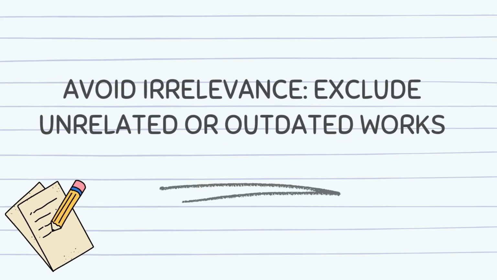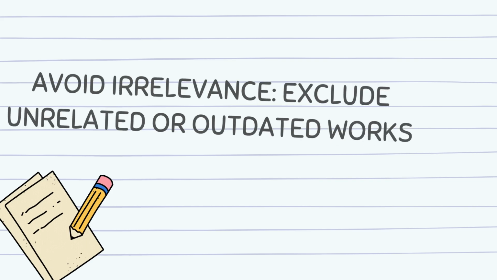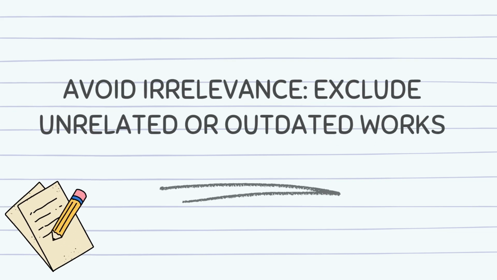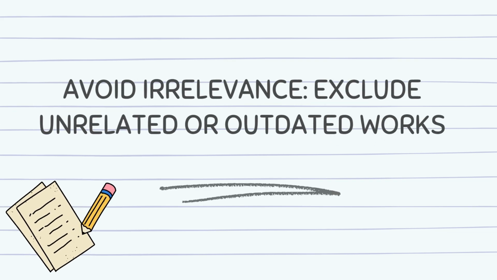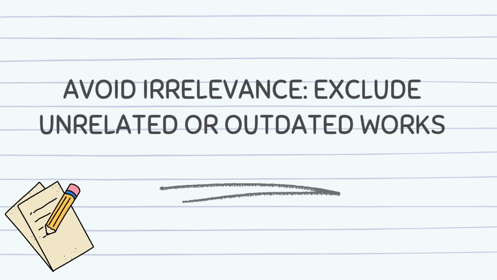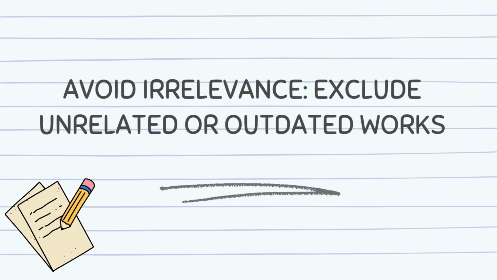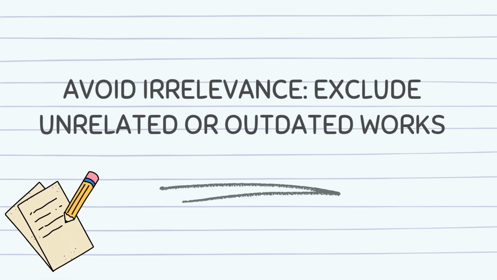Avoid irrelevance, exclude unrelated or outdated works. Part 1. Understanding the importance of avoiding irrelevance. In Chapter 2, a well-structured literature review must focus on relevant, high-quality sources that directly contribute to the research topic. Including unrelated or outdated works can dilute the discussion, create confusion, and weaken the study's academic rigor. Thus, avoiding irrelevance is a crucial step in ensuring a clear, focused, and meaningful review of related literature.